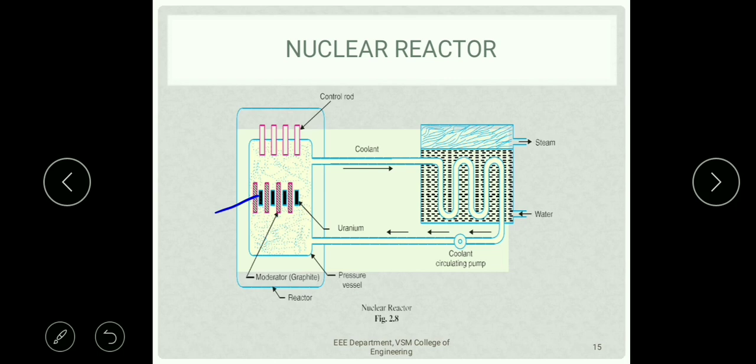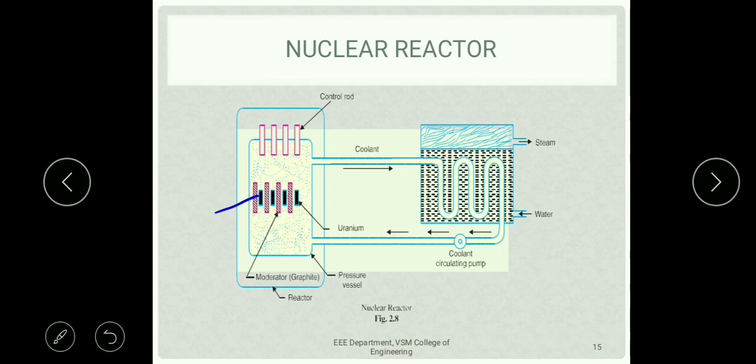neutrons by using moderators. A moderator is a material, generally graphite and carbon are used as moderators, which is used to slow down the neutrons to get them into the reaction.